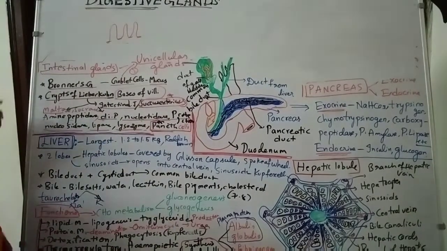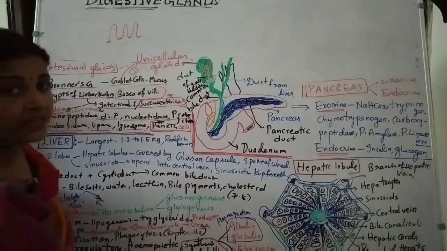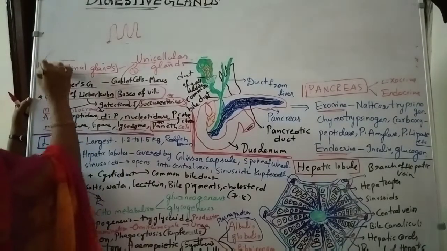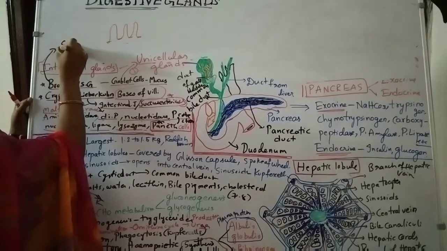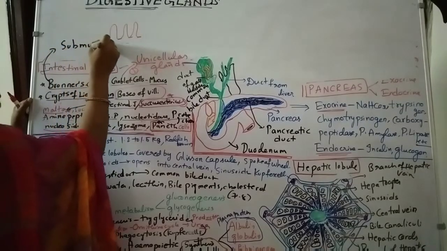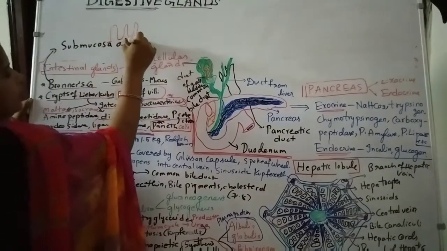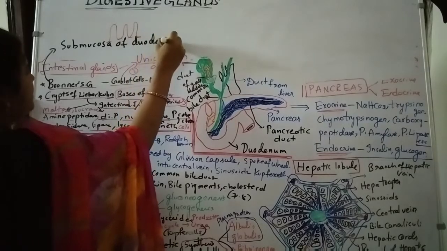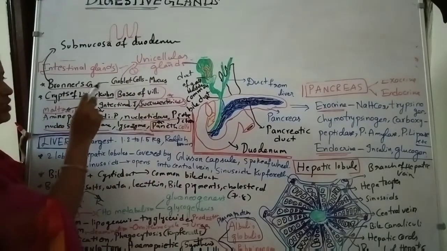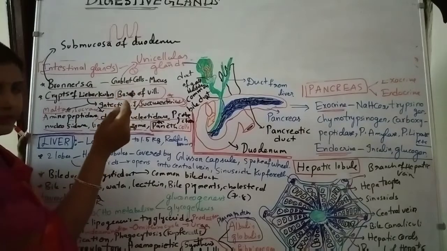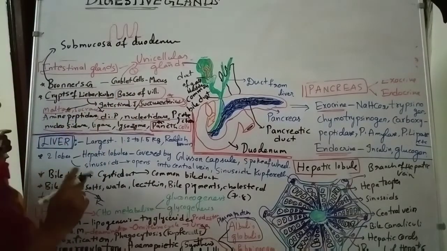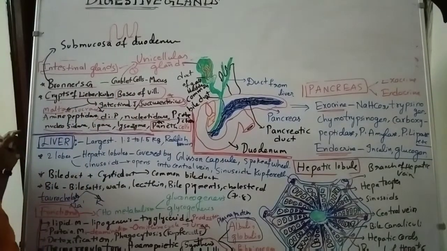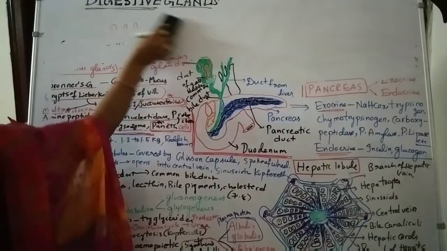Okay, take the screenshot. Intestinal glands, Brunner's glands. Where are Brunner's glands present? They are present in the submucosa of the duodenum. The submucosa of the duodenum contains the Brunner's glands, which contain goblet cells. They secrete the mucus. Okay, that is about the intestinal glands. Next we'll see the pancreas part.